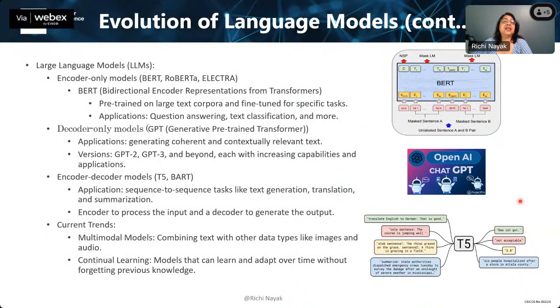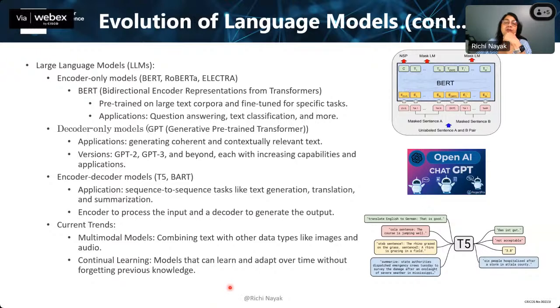And then came these LLMs. Encoder-only: BERT, RoBERTa, ELECTRA. BERT is actually known for bidirectional encoding. Then we got decoder-only, GPT, which is very good for generation. We got encoder-decoder, T5 and BART, which are very hard to train and expensive.